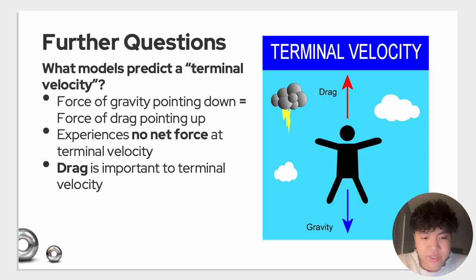So, our last question is, what models predict the terminal velocity? The force of gravity pointing down is the same as the force of drag pointing up. As you can see, this guy here experiences no net force at terminal velocity, and the drag is important to the terminal velocity here.